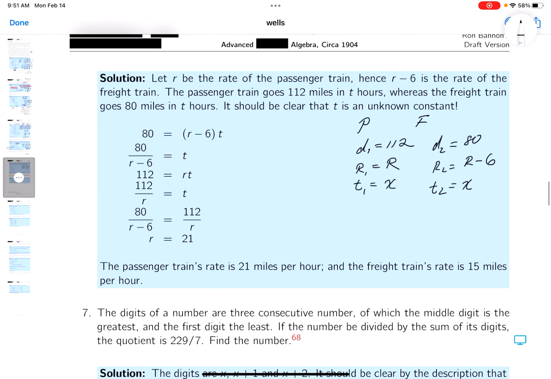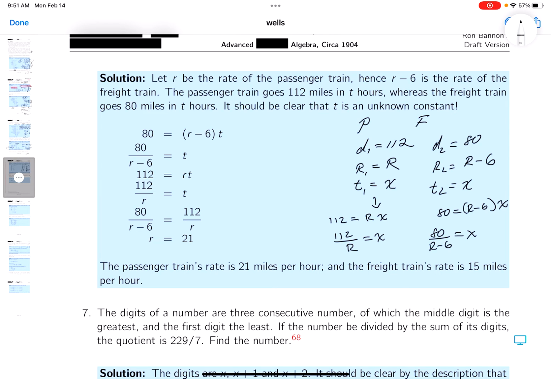Now what I know, distance equals rate times time, so I could write this down. So let's just look at this guy over here. So it's going to be 112 equals Rx. Again, if you don't want to use the X, you can use the T. It's not going to change the problem. And over here, you would get 80 equals R minus 6 times X, rate times time. So I'm going to solve for X. You get 112 over R is equal to X, and this would be 80 over R minus 6 is equal to X. And I think I can see that as being a simple equation now.